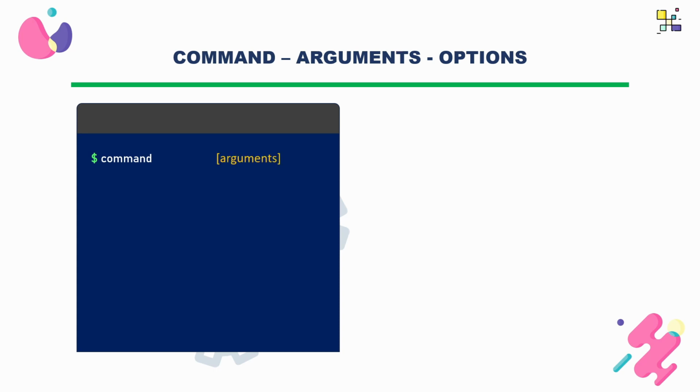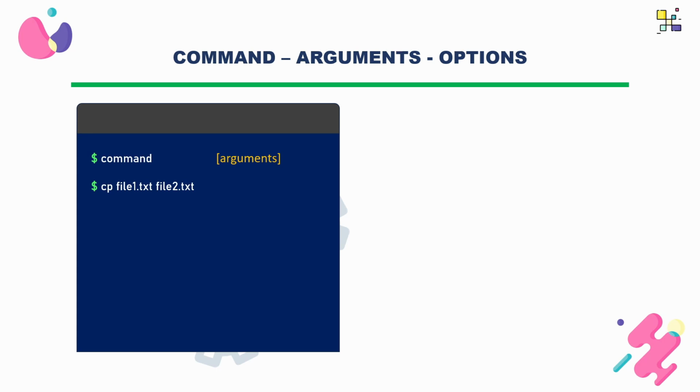Arguments are additional pieces of information that we provide to the command. They are often the files, the directories, or data that the command will work with. Arguments follow the command and they are separated by a space. For example, in the command cp file1.txt file2.txt, here file1.txt and file2.txt are the arguments, and cp is the command being told to copy file1.txt to file2.txt. We have to note that some commands might accept multiple arguments to perform their tasks.